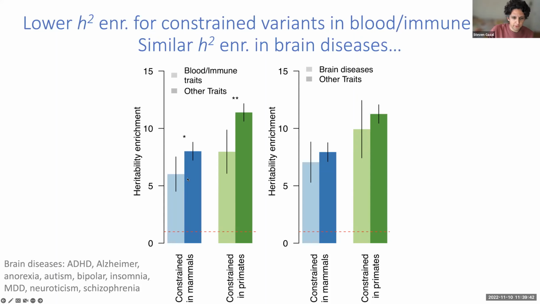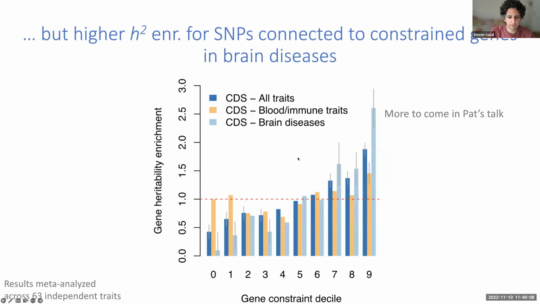So enrichment of constraint bases is lower in immune traits. We investigated what was going on for brain disease. I've listed here what I consider as brain disease, and we didn't find any significance. The reason might be that constraint bases involved in the brain do not reach high frequency and do not become common in the population. And this was validated here.